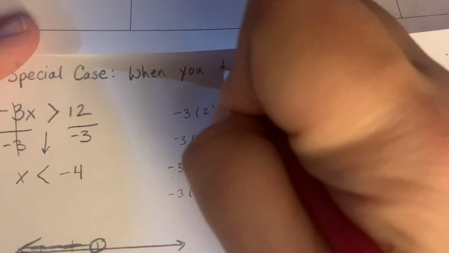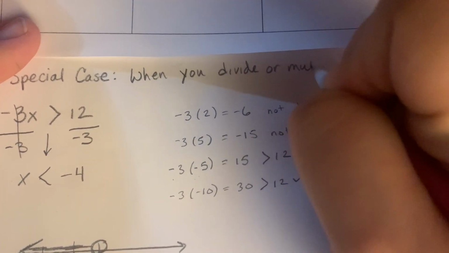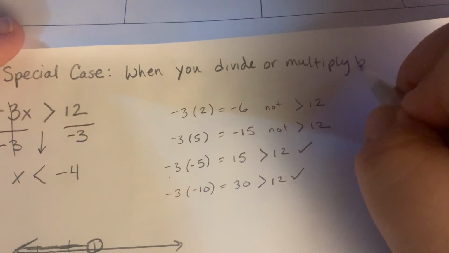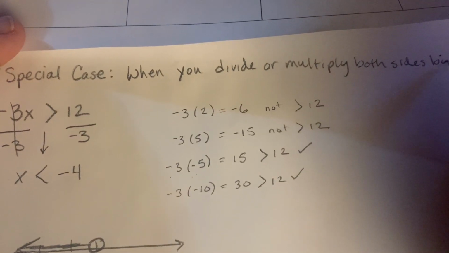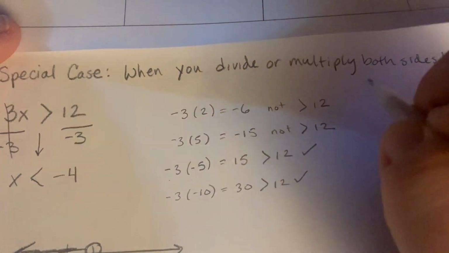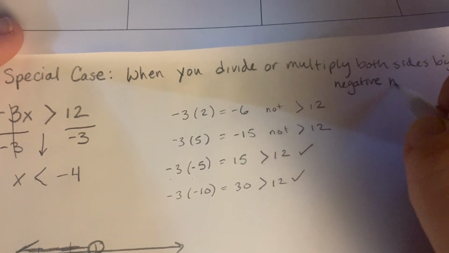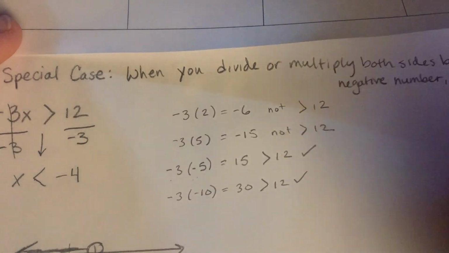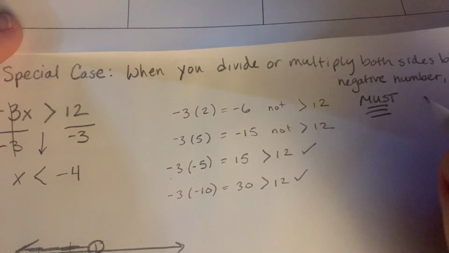When you divide or multiply both sides by a negative number, you must flip the sign.